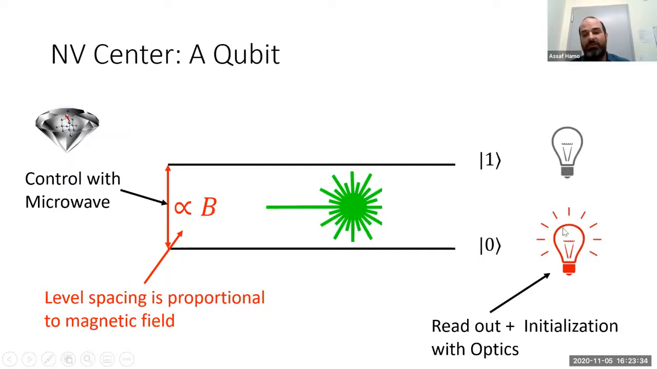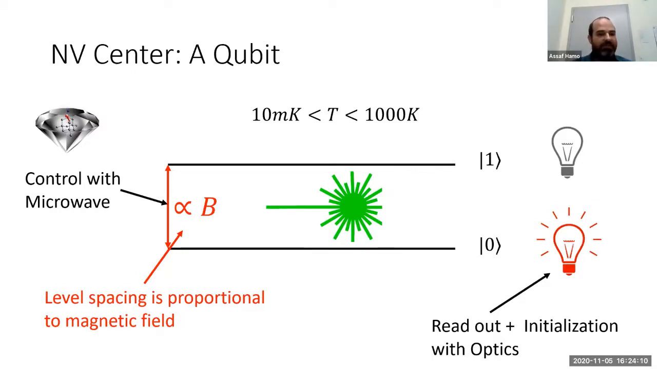And to read out and to initialize this qubit, we are using optical pulses. We shine a green laser, and those states are going to fluoresce depending on the state of this qubit. If you're in the 0 state, it's going to fluoresce a lot of red photons. If you are in the 1 state, it's going to fluoresce less. So this is a way to read out the state of this qubit. And finally, the workable temperature range of this qubit is extremely wide. You can work up to a very high temperature and down to a very low temperature.